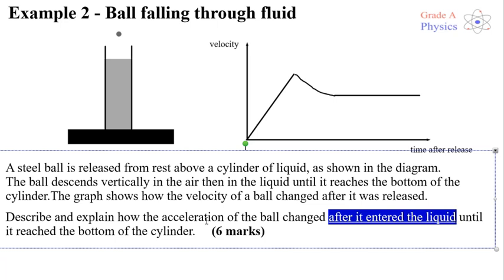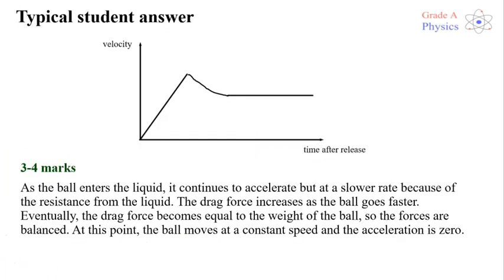What I'll do before going through the model answer, I just want to consider a very typical student answer. So a lot of my students have written this kind of thing in the past. So as the ball enters the liquid, it continues to accelerate, but at a slower rate because of the resistance of the liquid. The drag force increases as the ball goes faster. Eventually, the drag force becomes equal to the weight of the ball, so the forces are balanced. Constant speed, acceleration is 0.